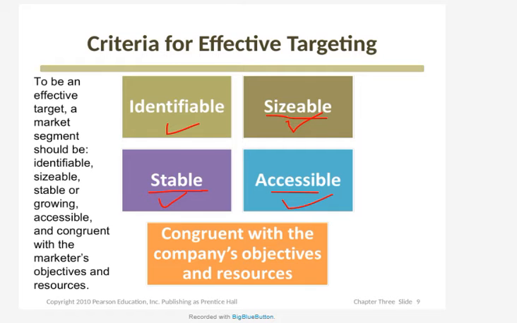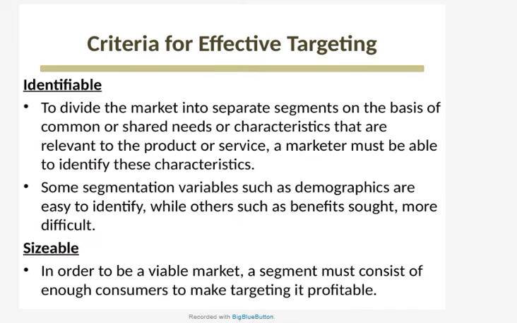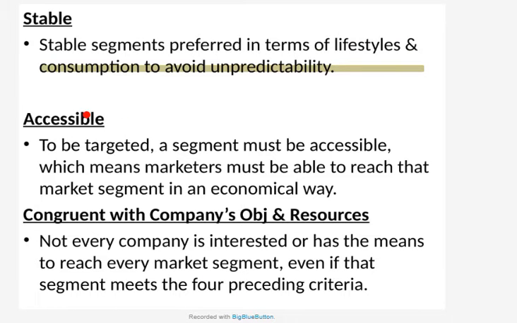Okay, so here are the criteria for effective targeting. Let's say them again. I didn't want to flip slides so you don't just read and miss the explanation. They must be identifiable: I can see the characteristics and divide the market clearly. They must be sizable: enough customers to make it profitable. Also, they must be stable. They must be accessible, and they must be congruent with the company objectives.